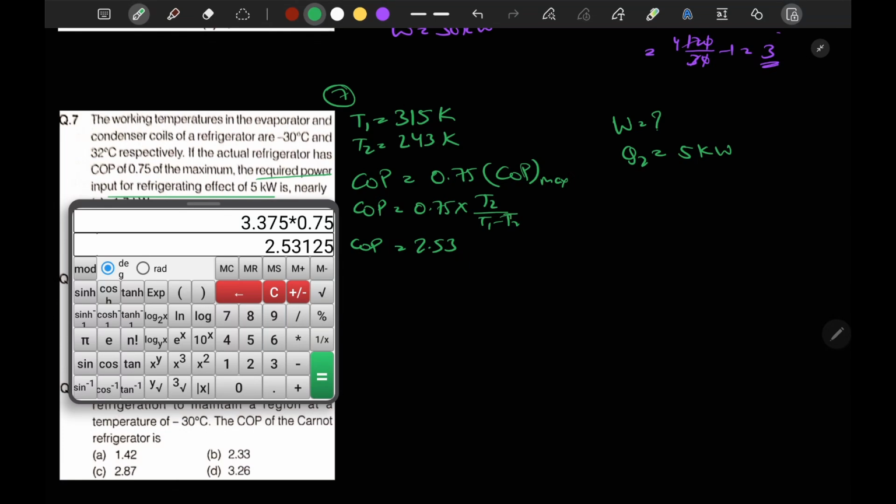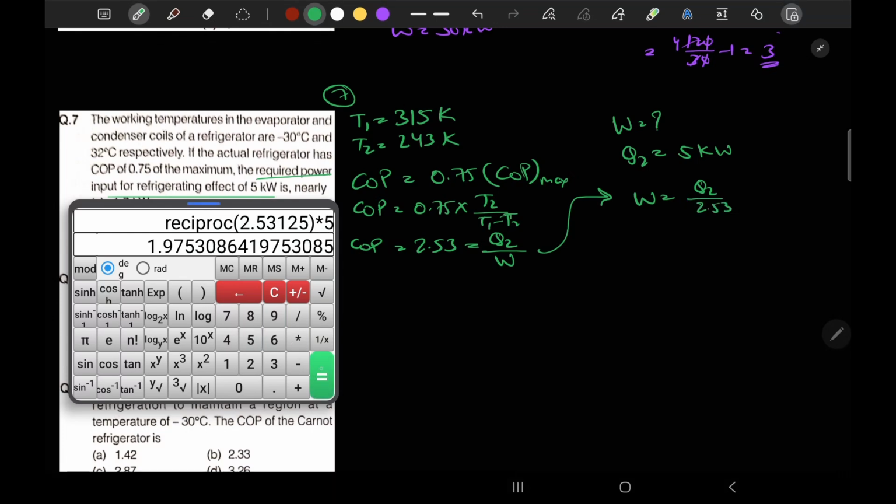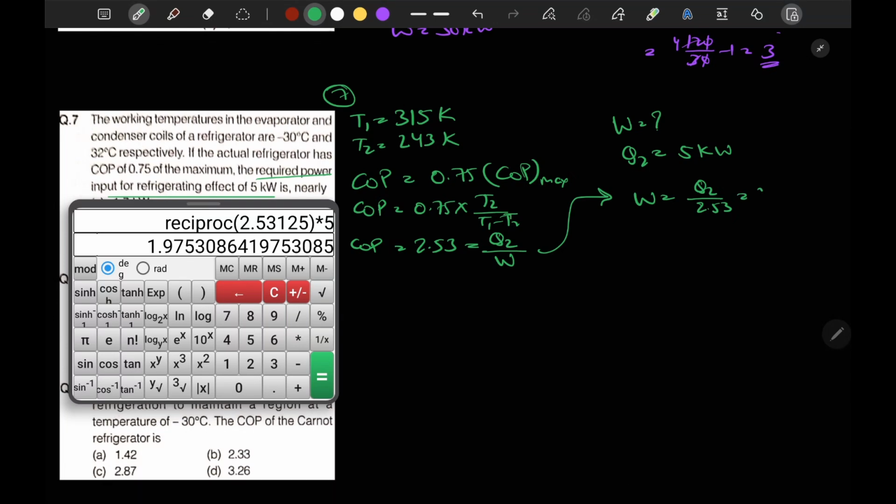2.53. Now if we use this COP, we write COP is equal to desired effect, our Q2 here, upon heat input, upon work done, energy input. So if we use this value, we will get work done is equal to Q2 upon 2.53. We inverse this term and multiply it by 5, so we get a value of 1.98 kilowatt.